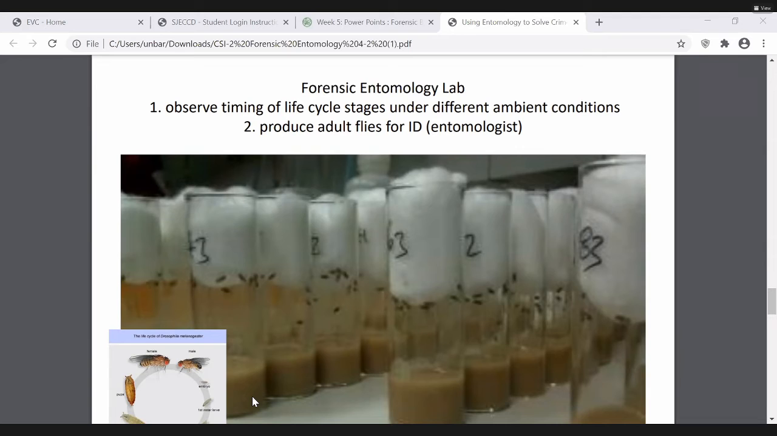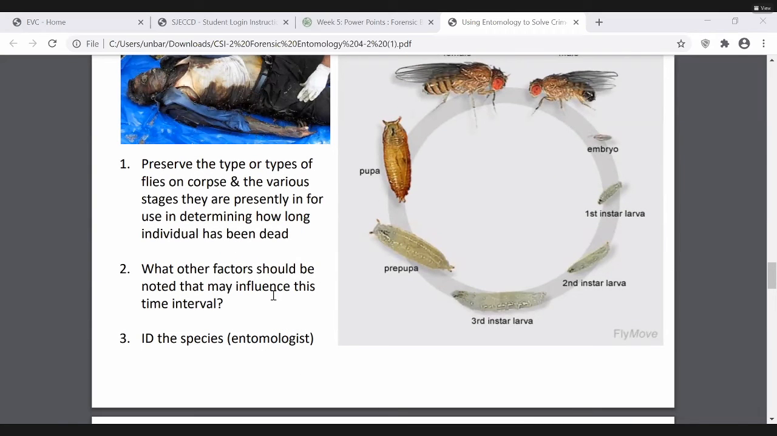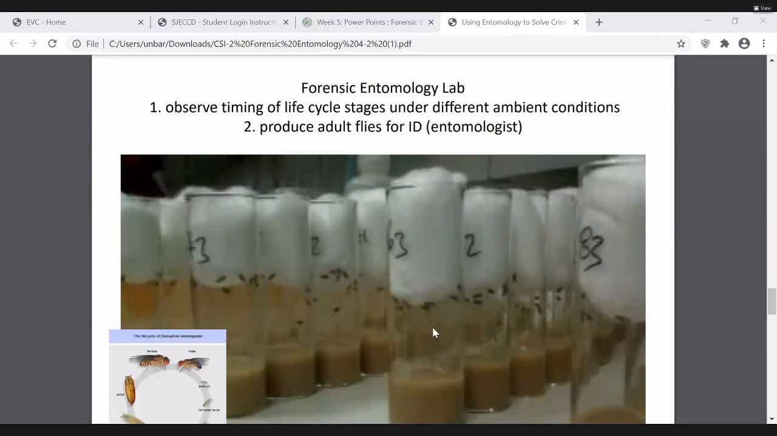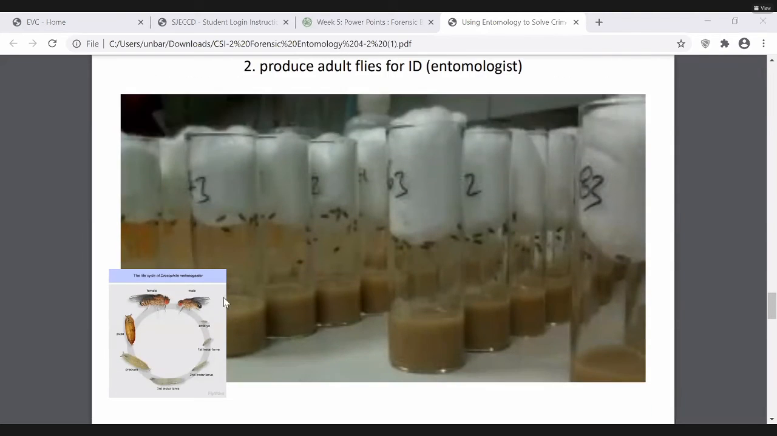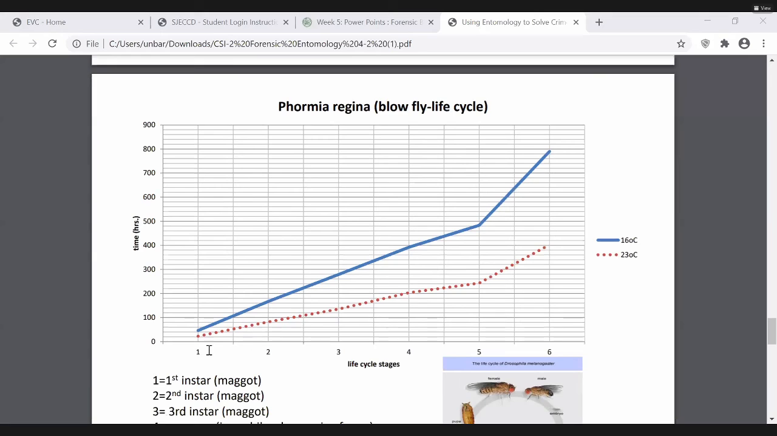Because if you have to calculate the time of death based on entomology, remember, their life cycle is highly influenced by the ambient temperature. So they will recreate the crime scene temperature and moisture level and everything, and grow these maggots to study their life cycle. Once they get a hold of the time period, they will develop a graph. In this graph, on the x-axis we have the life cycle stages of the blowfly. On the y-axis we have time in hours, and two different temperatures at which they have been grown. The red dotted line is 23 degrees centigrade, and the blue solid line is 16 degrees centigrade.